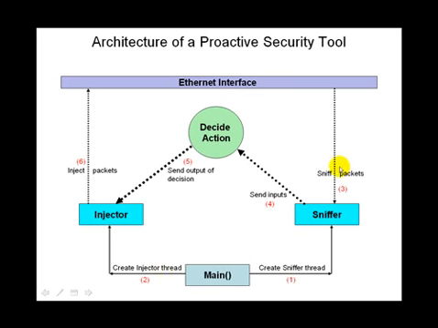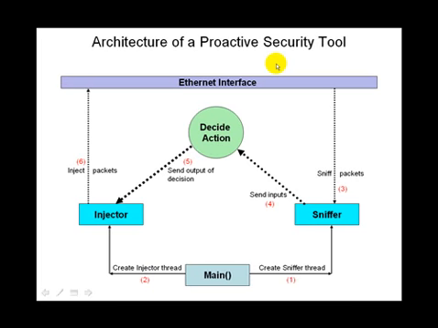Then the sniffer starts sniffing packets from the network, and once this is done it sends its inputs from the sniffed data to the decision making process. The decision making process decides what to do based upon what it sees on the network and sends the output of the decision to the injector. The injector now injects the appropriate packets onto the network.